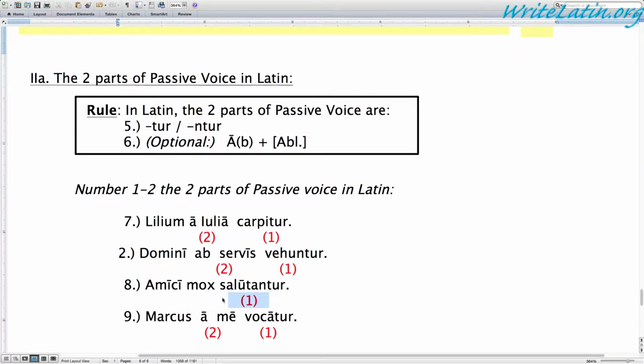Notice in number 3 down here that it doesn't tell whom the friends are saluted by. It just says the friends soon are saluted. So yeah, you don't always need an ab because that ab is optional. In fact, that's a really passive sentence. They don't even tell you who did it.